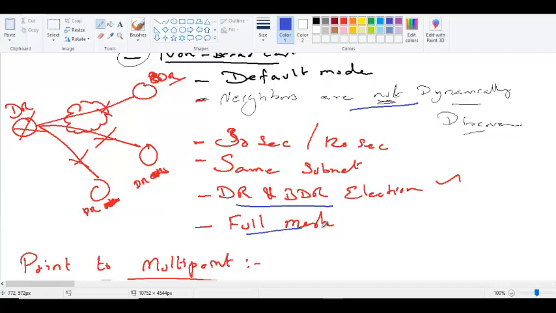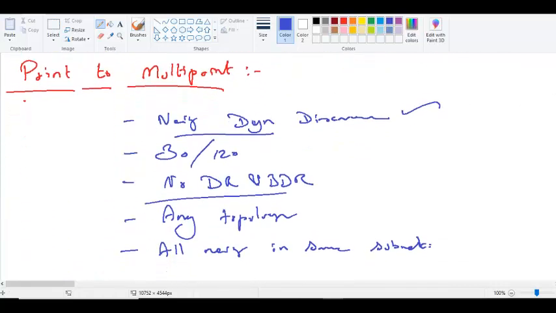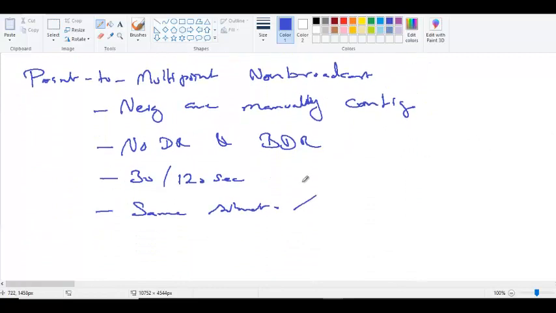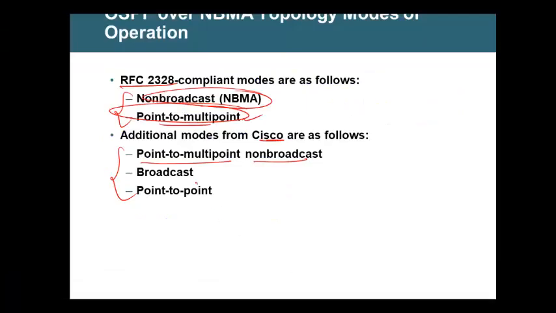So neighbors are dynamically discovered. Timer is 10 and 40. And DR, BDR election. In NBMA, if you want this normal thing, see, we don't have NBMA, so you will not need this. Next is point-to-point. In NBMA only this is needed.